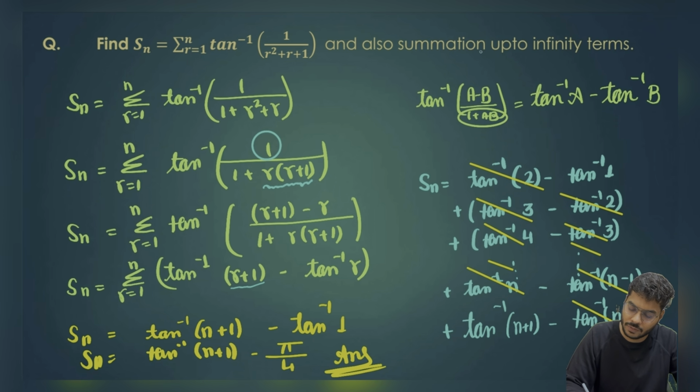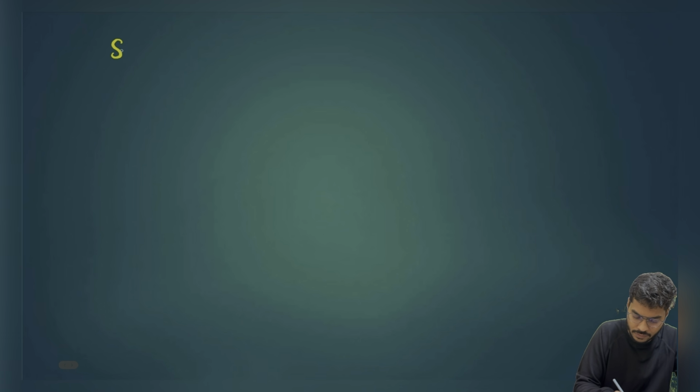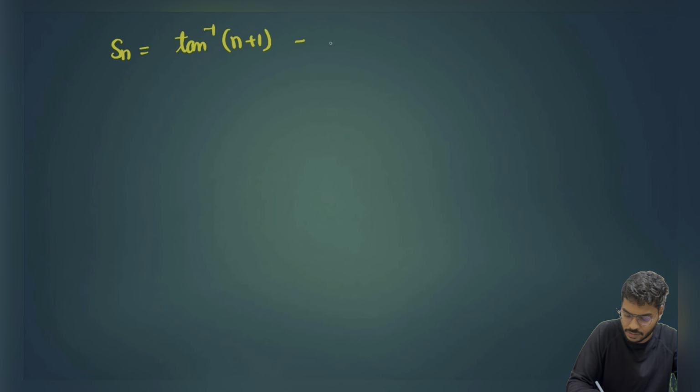I also have to find the summation up to infinite terms. So as we already know, what is Sn? Sn we got as tan inverse (n plus 1) minus pi by 4. Put n as infinity. So tan inverse of (infinity plus 1) will be infinity, minus pi by 4.